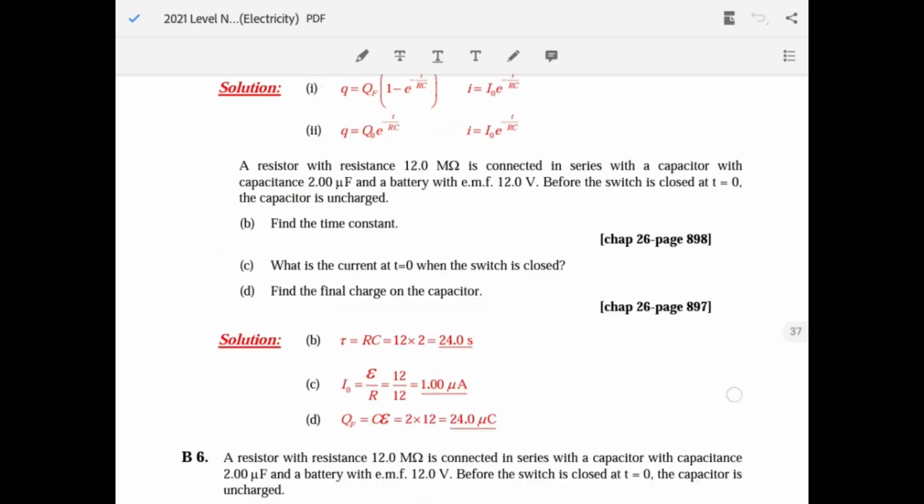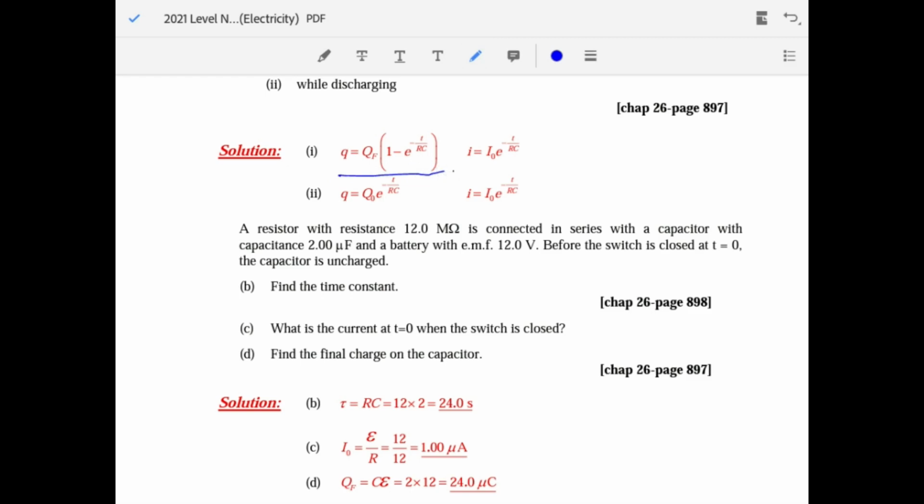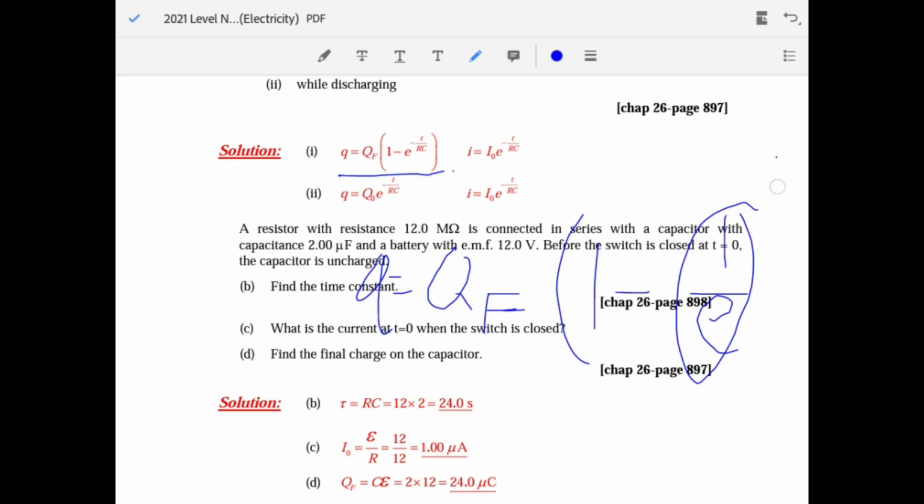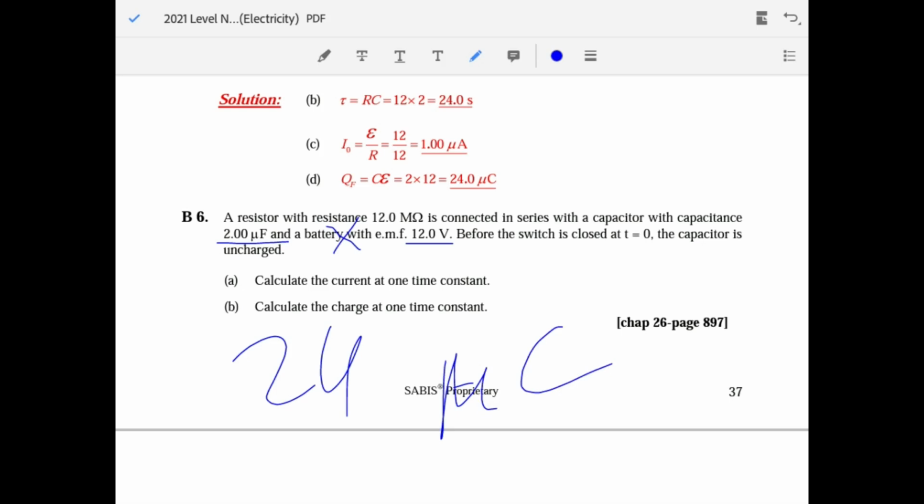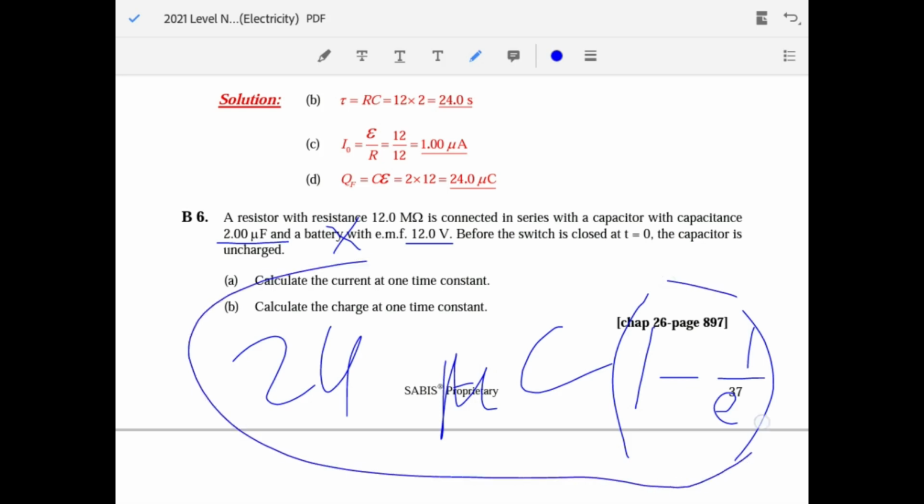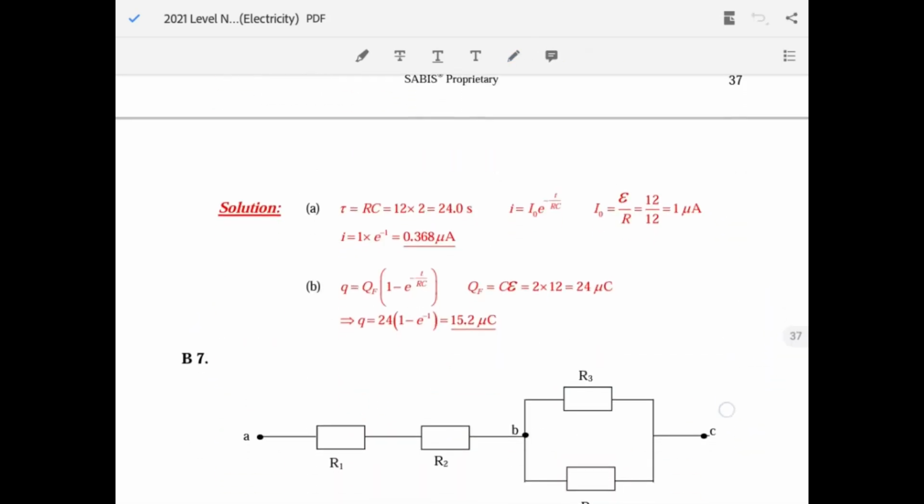Calculate the charge at one time constant. Again, it's charging, so use this formula at one time constant. Q equals Q final times 1 minus 1 over e, this is the e at one time constant. So what's Q final again? It's C equals Q over V. You have 12 and you have 2 microfarad, multiply each other, and you get 24 microcoulomb. That's the Q final, and then 1 minus 1 over e. This is the answer to part B.